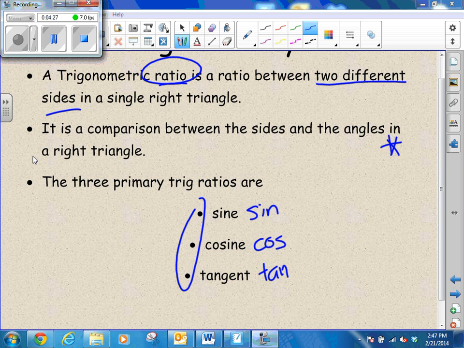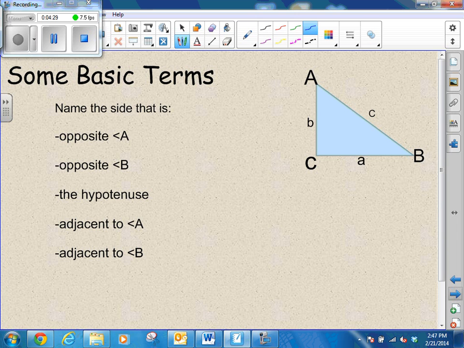A couple other important terms. Opposite, adjacent. We know what that means, right? Opposite means to be across from. Adjacent means to be next to. We all know what the hypotenuse is, right? Perfect. Notice angles are capital letters and sides are lowercase letters. That will always be true. Angles are always capital, and side lengths are always lowercase.